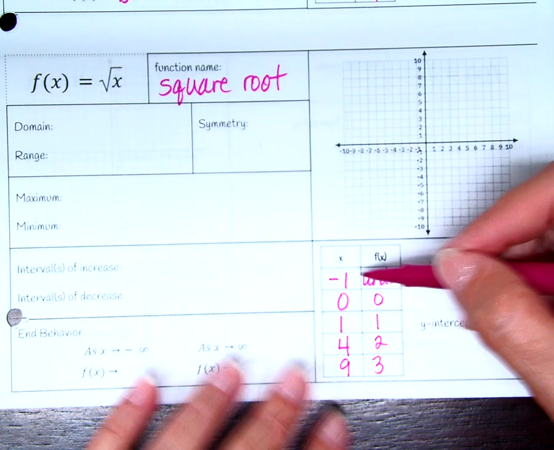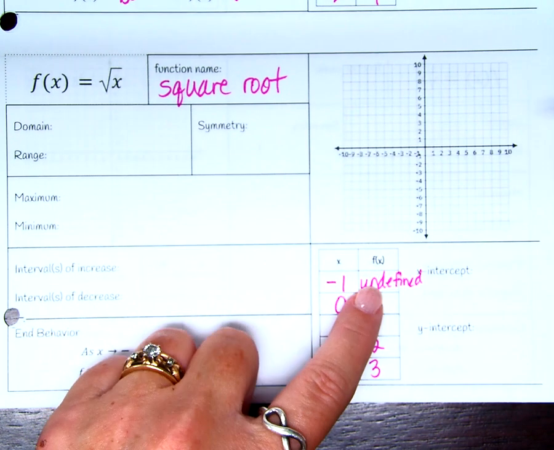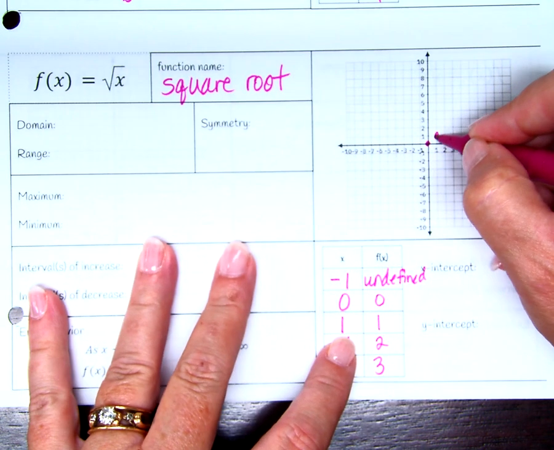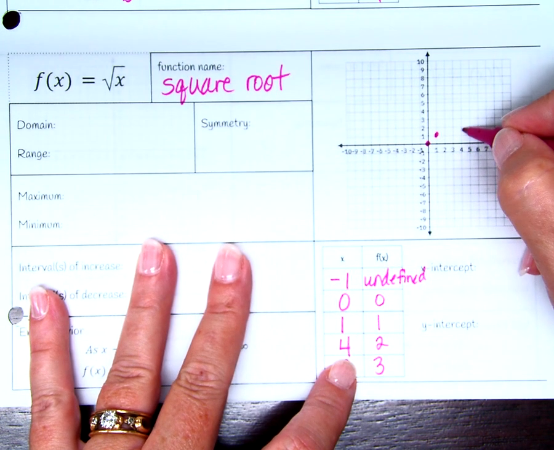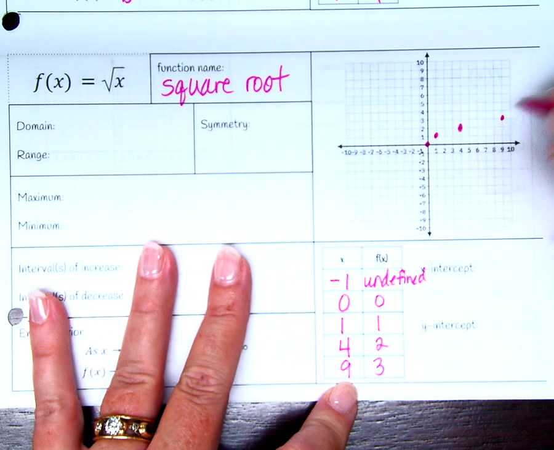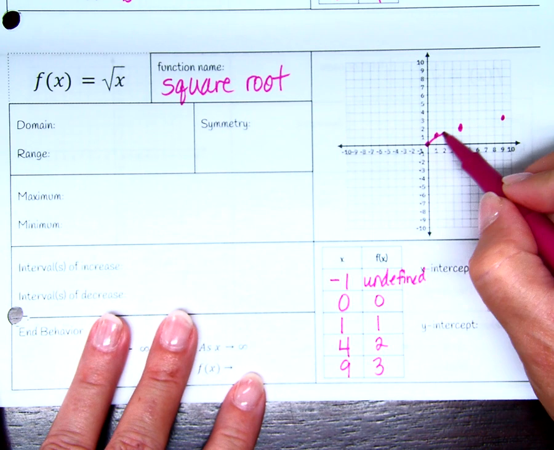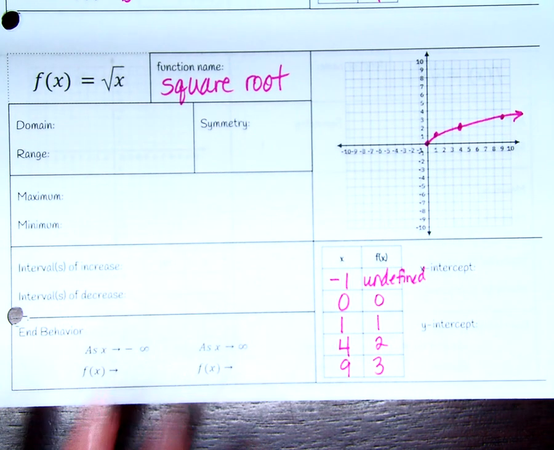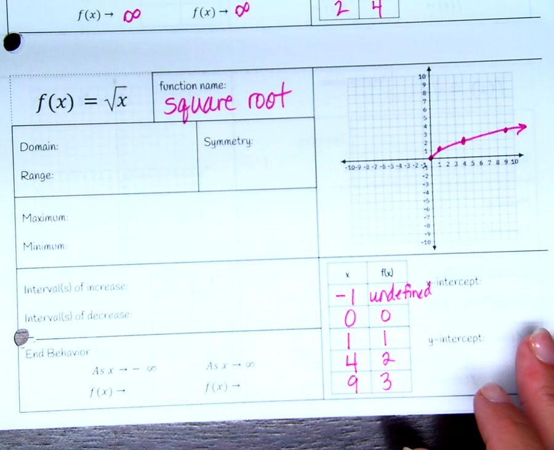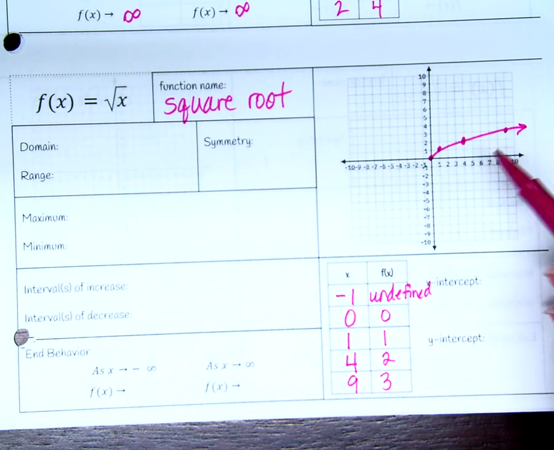Alright, so let's graph these points. I can't put anything at -1 because that's undefined, but 0 is 0, 1 is 1, 4 is 2, and 9 is 3. So how is this different than any of the ones we've done so far? It only has one arrow, doesn't it? It doesn't have two. It's not going both directions.